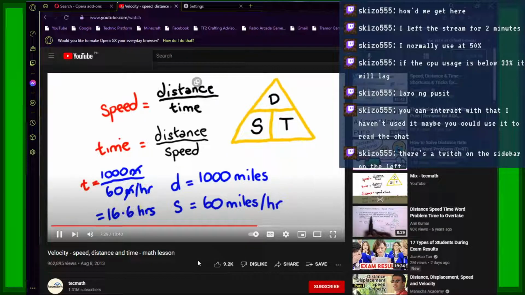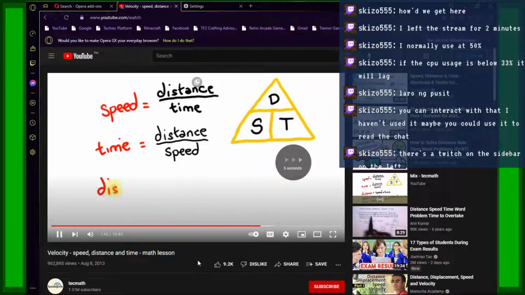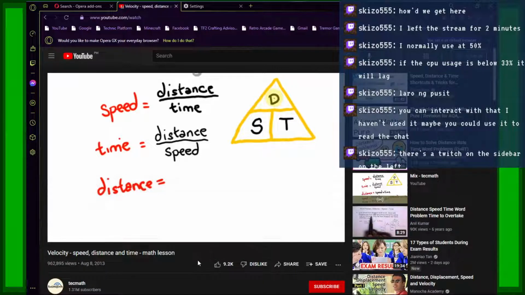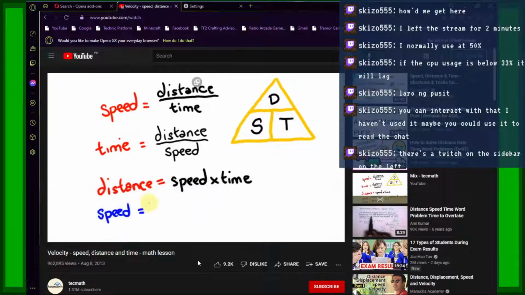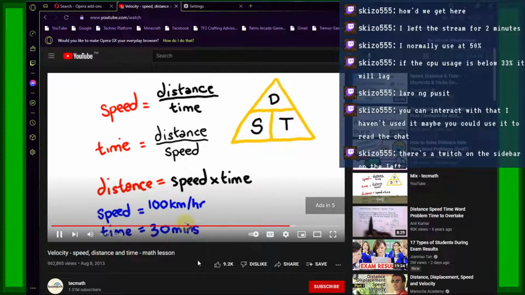This is actually the distance. Okay, distance. I'll put my thumb over this here, my yellow pen, and I'll say that it equals speed. Okay. What about we were doing 100, 30 to show you.